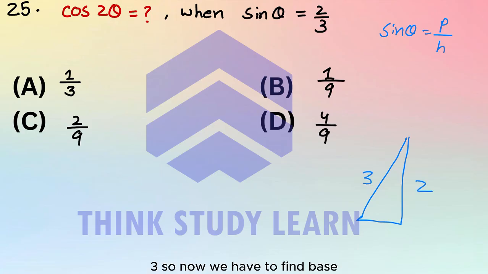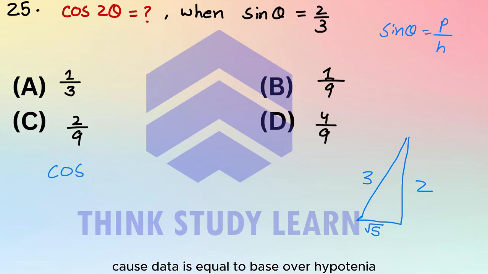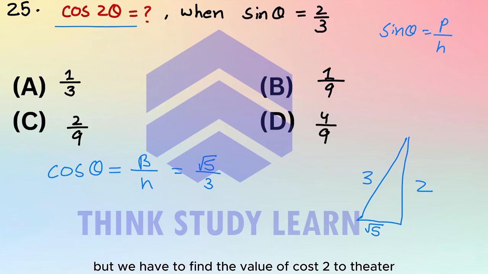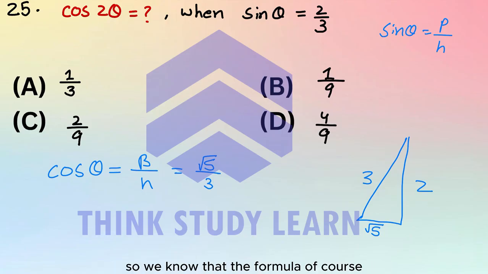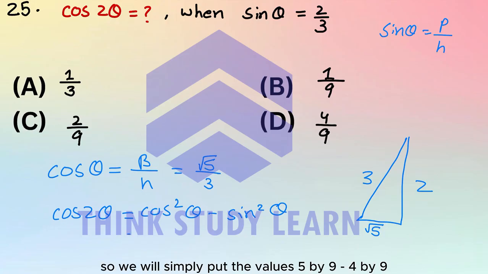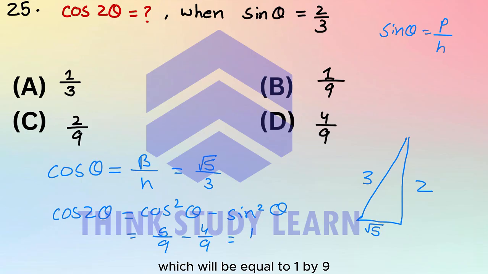So now we have to find the base according to the right angle formula. When we find out the base, it will be equal to square root 5. So we know that cos theta is equal to base over hypotenuse. So square root 5 by 3 will be the value of cos theta, but we have to find the value of cos 2 theta. So we know that the formula of cos 2 theta is equal to cos square theta minus sin square theta. So we will simply put the values 5 by 9 minus 4 by 9, which will be equal to 1 by 9. B option is the right answer.